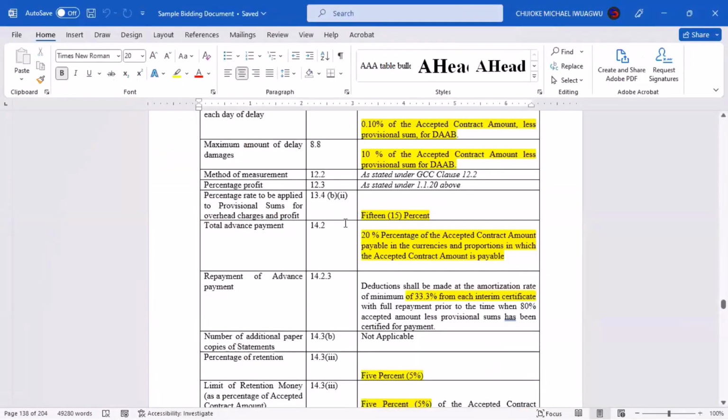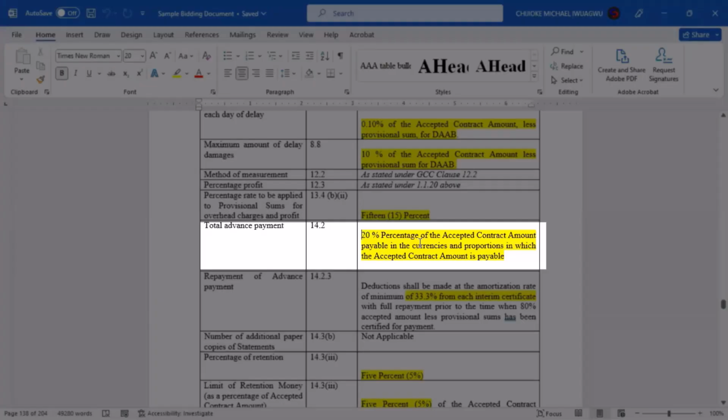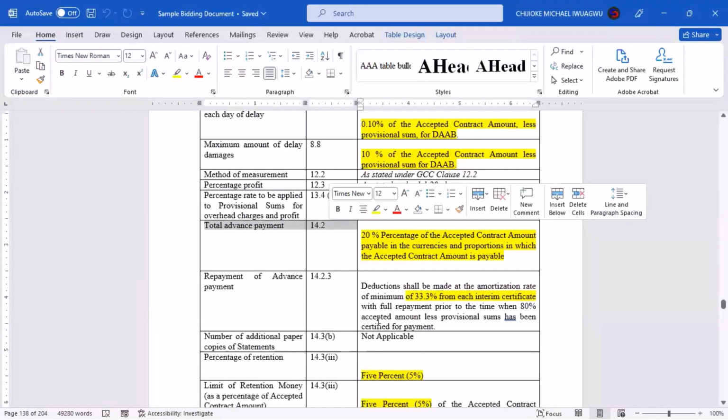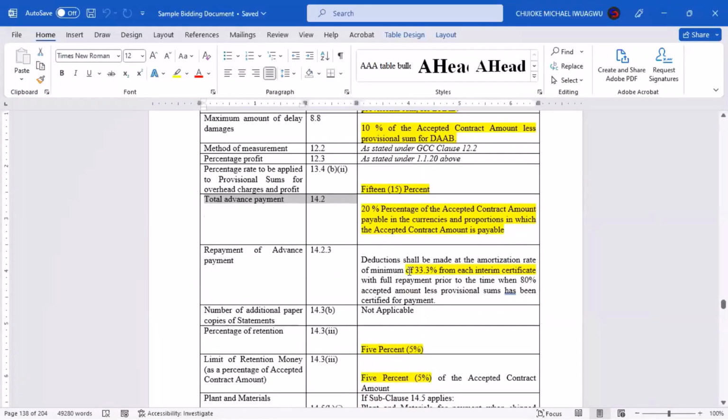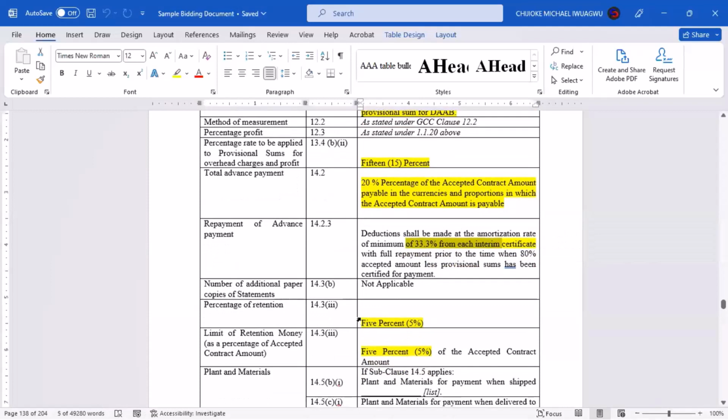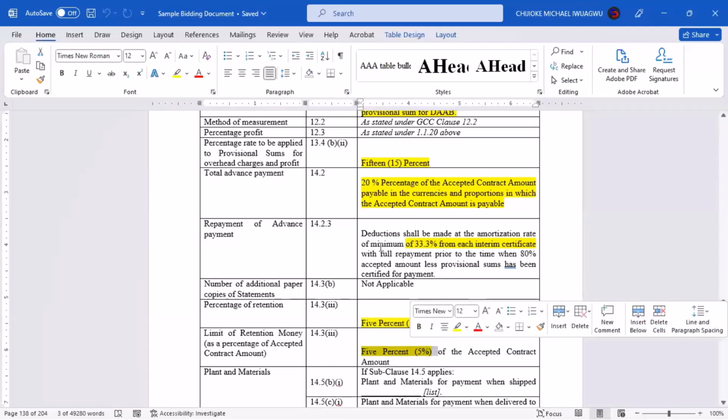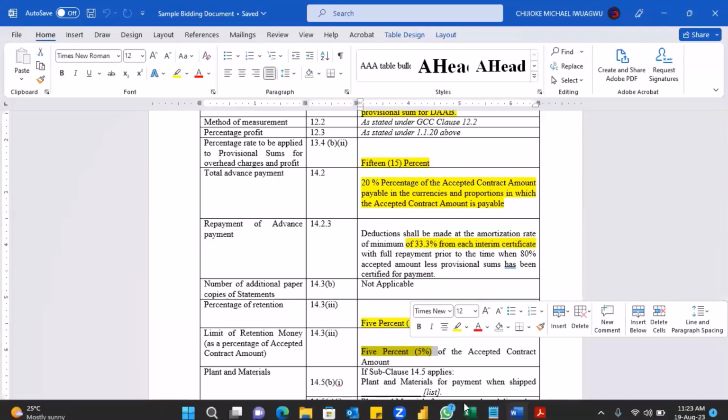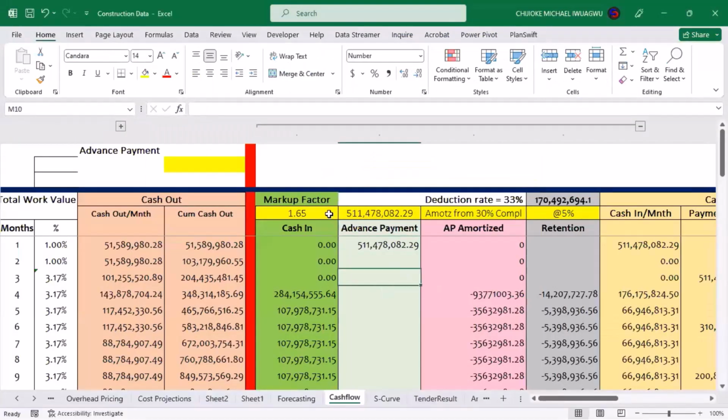So when you come down here, you discover that we have an advance payment of 20% that will be given to us. Accepted value, advance payment here, item 14.2. Then also somewhere here, it tells us that the amortization of advance payment will be based on 33.3%. And then you go further and discover that retention will be 5% of your total contribution, and the limit of retention will be a maximum of 5%. So this information will find its way into your cash flow, which is what we are trying to do here.